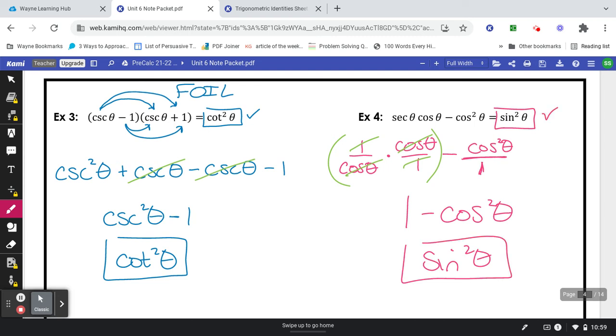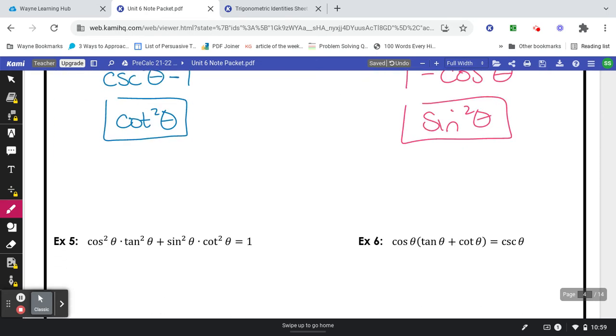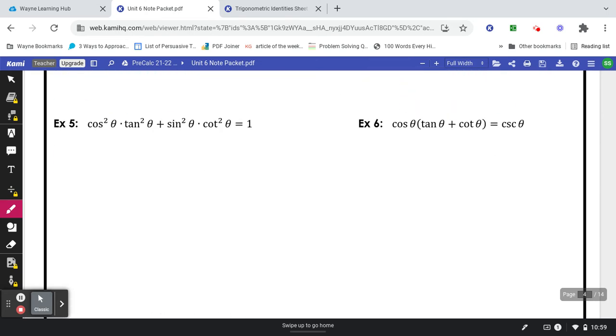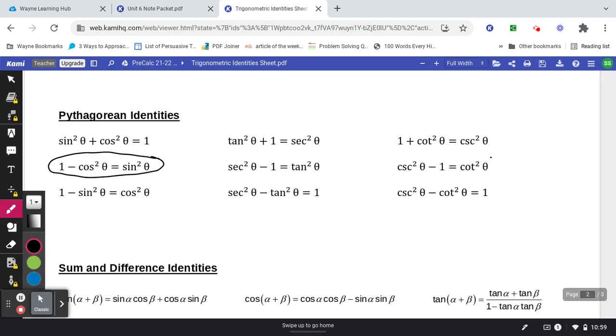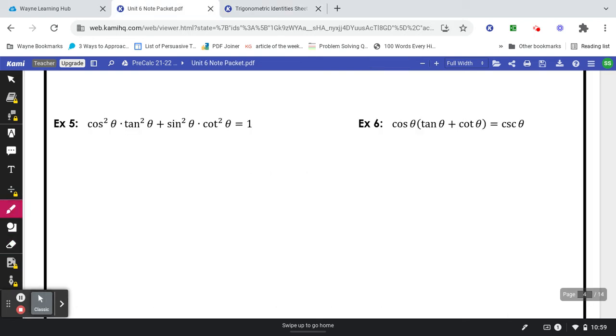And then I have, again, exactly what I started with. All right, on example 5, I notice a lot of squares. So again, I'm thinking that I'm probably going to use one of these Pythagorean identities. But the way it is right now, it's a little too complicated for me to actually be able to use it yet. So I'm going to see if I can simplify anything out.